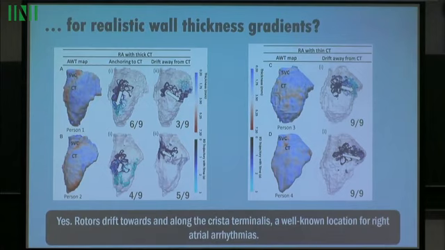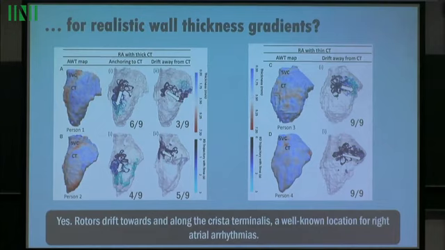So this was quite interesting, and Aditi is now comparing different contributors to the behavior of rotors, seeing if you're in a region with high curvature, would that win over the high thickness gradient, or with fibrosis, or with other modifications of the atrial tissue.